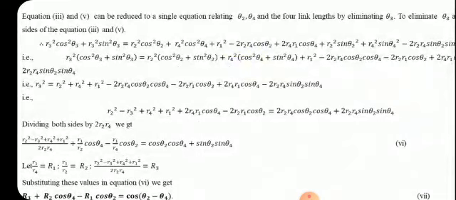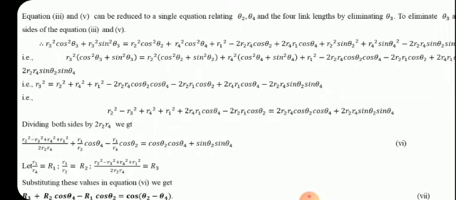You see that R3 square is equal to R2 square plus R4 square plus R1 square minus 2 R2 R4 cos theta 2 cos theta 4 minus 2 R2 R1 cos theta 2 plus 2 R4 R1 cos theta 4 minus 2 R2 R4 sin theta 2 sin theta 4. Rearranging, R2 square minus R3 square plus R4 square plus R1 square plus 2 R4 R1 cos theta 4 minus 2 R2 R1 cos theta 2 is equal to 2 R2 R4 cos theta 2 cos theta 4 plus 2 R2 R4 sin theta 2 sin theta 4.